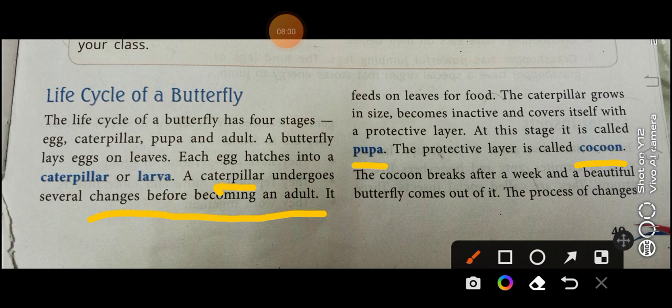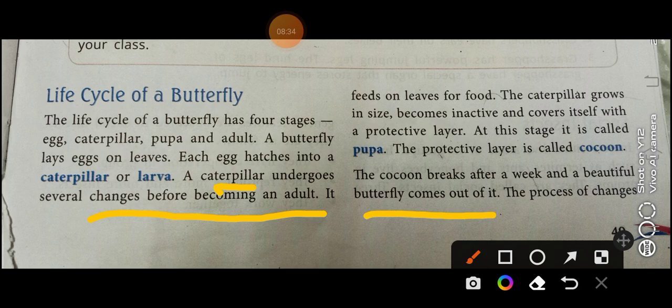That is the third stage of the life cycle of a butterfly. The first is egg, the second stage is caterpillar, and the third is pupa. In the pupa stage, the caterpillar becomes inactive, and its body is covered with a protective layer named the cocoon. Very important. Now the pupa breaks after a week, and a beautiful butterfly comes out from it.